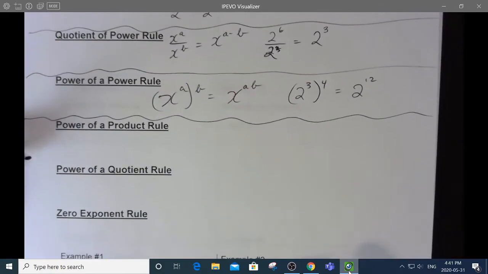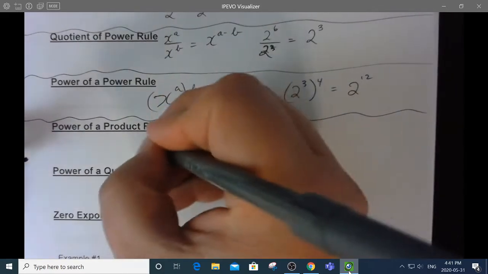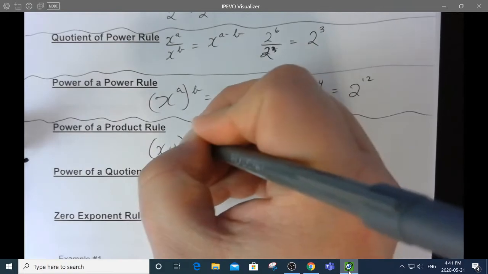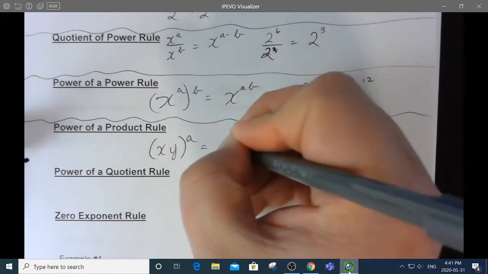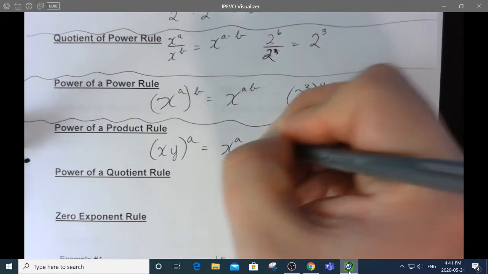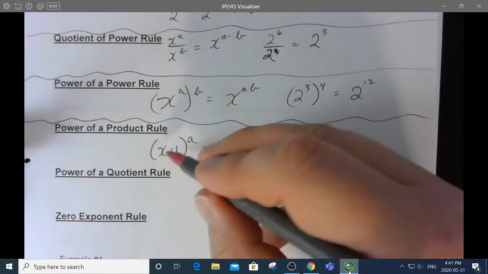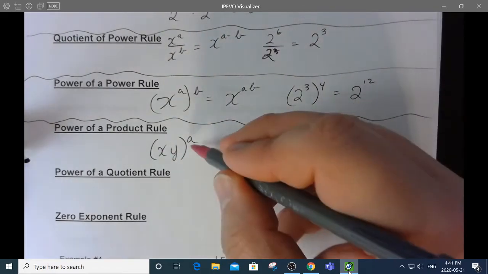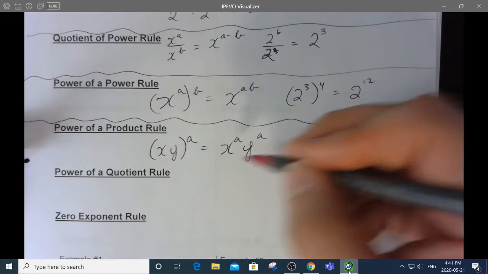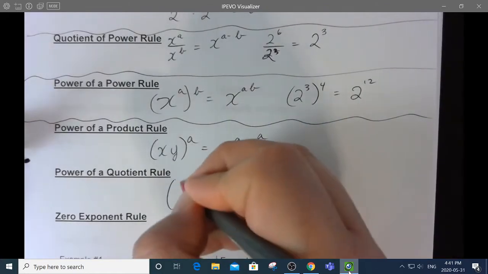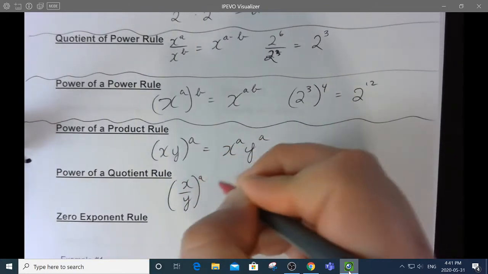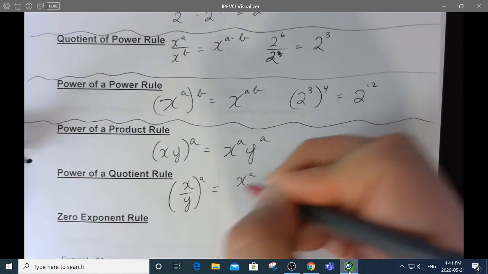And then there's the power of a product rule that says that if you have a product to a power, that's the same as both of those bases to that power. You can distribute an exponent into a product. You can also distribute an exponent into a quotient.